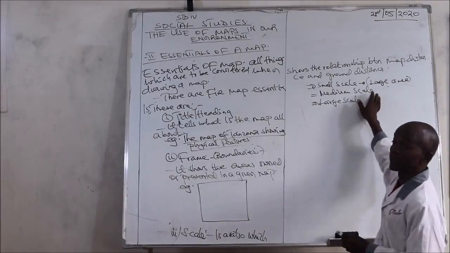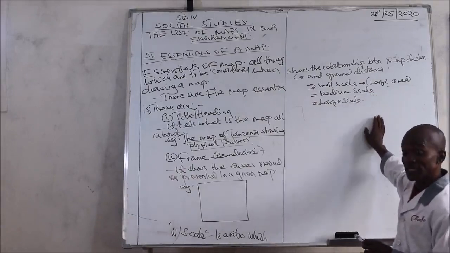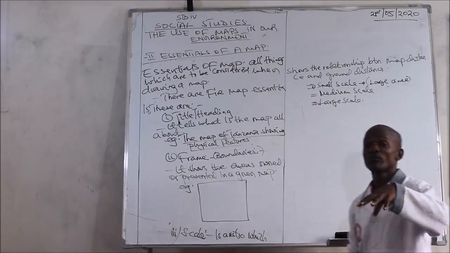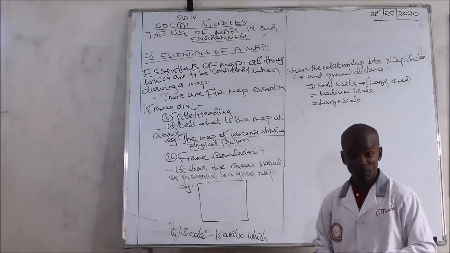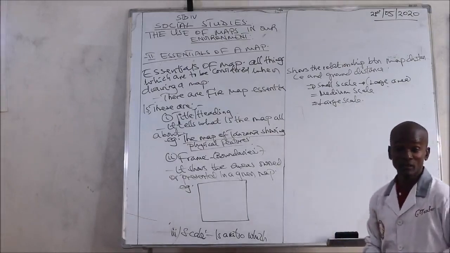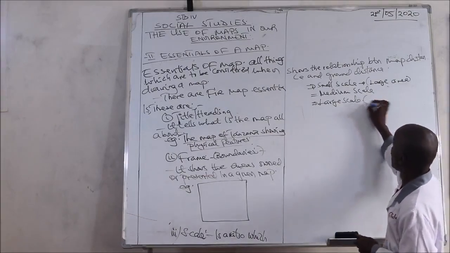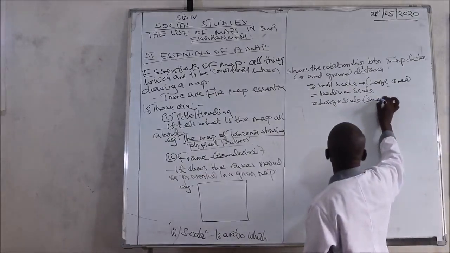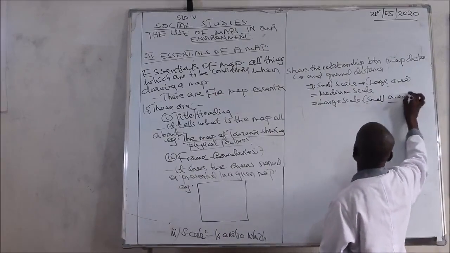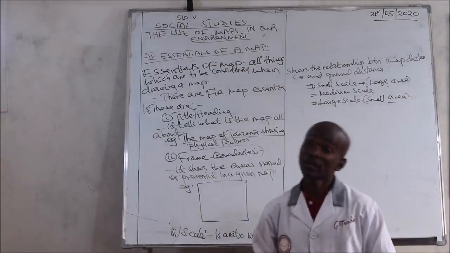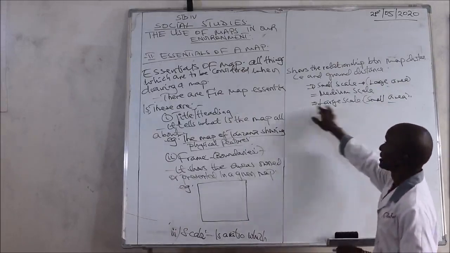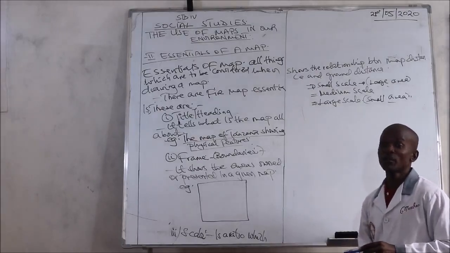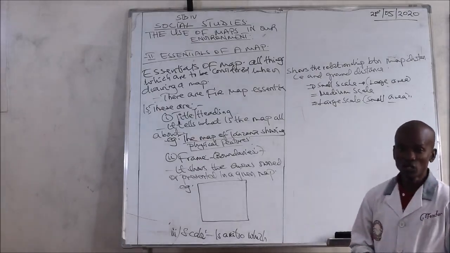When it comes to medium scale, it's just used to present a medium area of land. For instance, you just want to draw the map of a district, the map of a region. This one, you can use the medium scale. But large scale is used to present just a small area of land. For instance, we just want to draw the map of a garden, the map of a class. We use the so-called large scale. This one is the third essential element of a map that is very important when you're drawing a map.